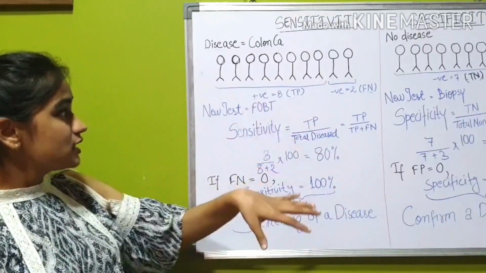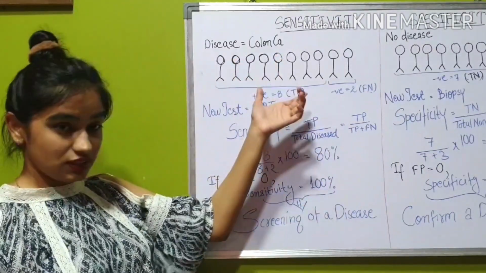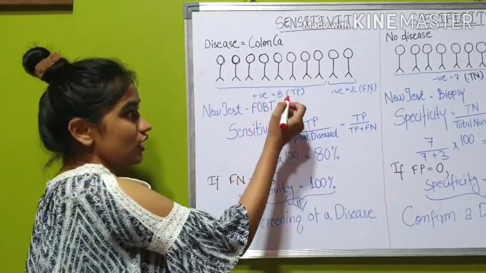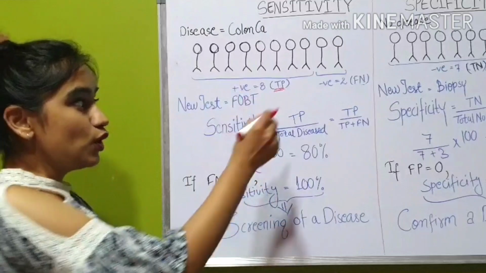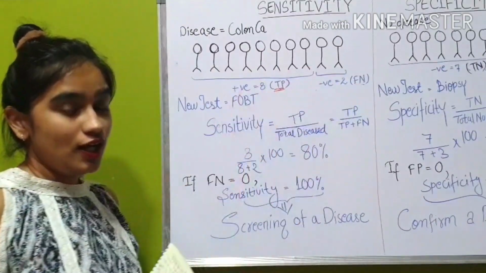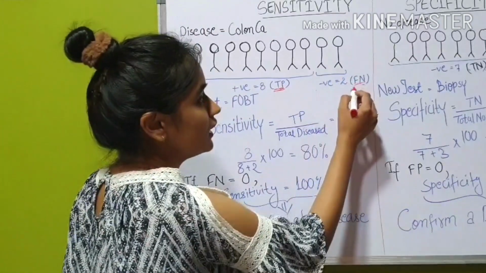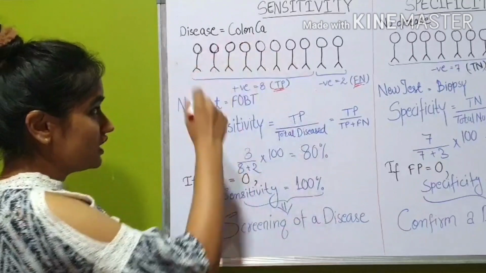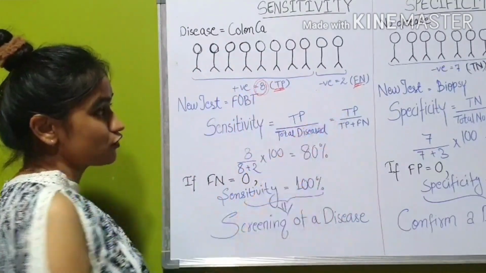This test tested 8 individuals positive who already have the disease. So we know they have the disease and they tested positive over here. So they are truly positive for the disease. And 2 of them tested negative, but we know that they have the disease, so they are falsely negative. The sensitivity in this case, as we see, is 80%. That's 8 individuals out of total 10.